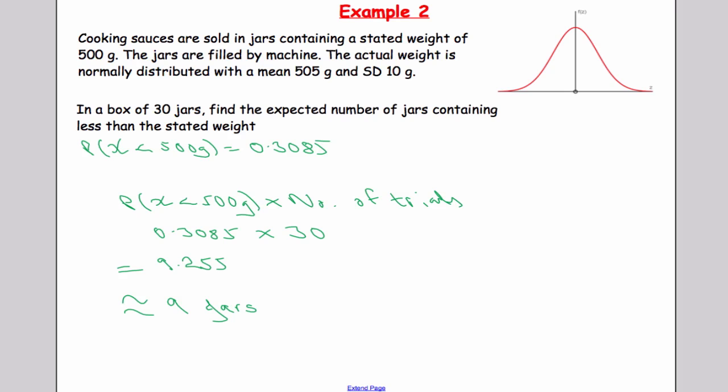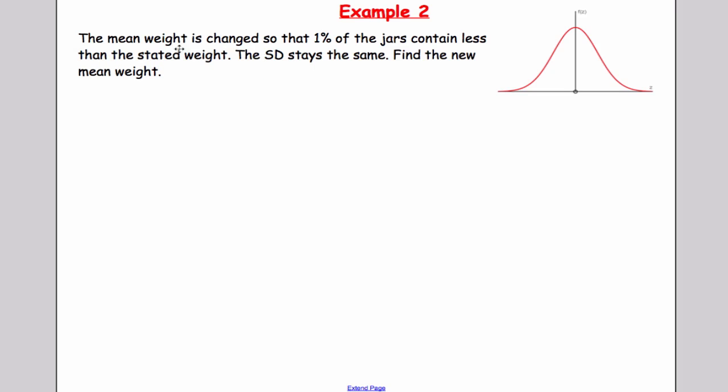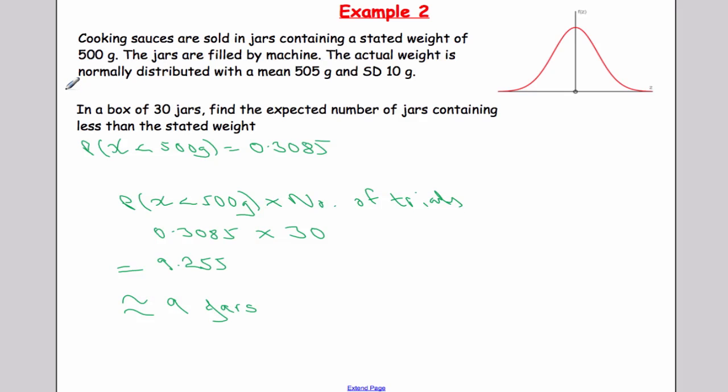Okay, next part of the question. It says now that the mean weight is changed so that 1% of the jars contain less than the stated weight. The standard deviation stays the same. Find the new mean weight. We know that our random variable x is normally distributed. This time though we don't know the mean mu, but I do know the standard deviation is the same, and the standard deviation is 10.